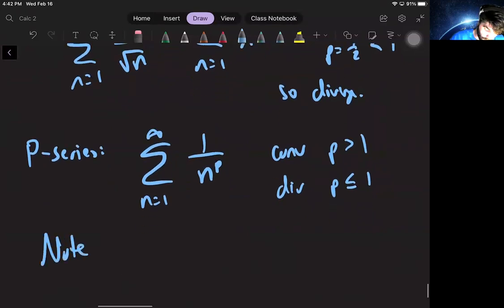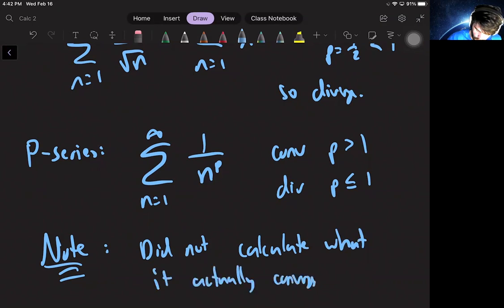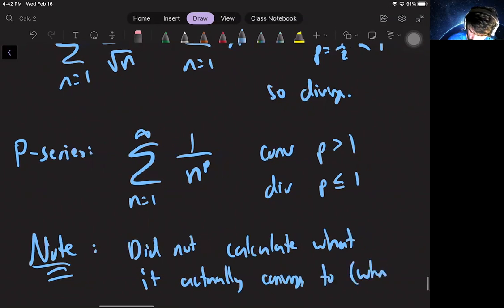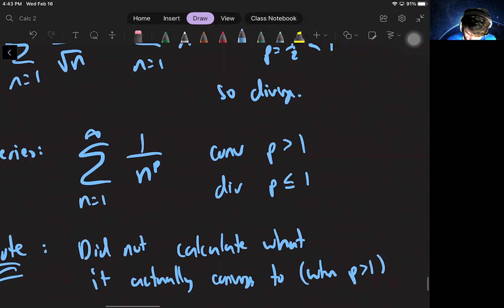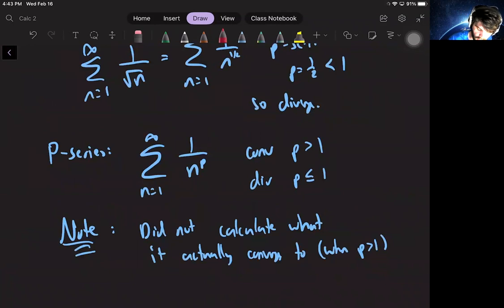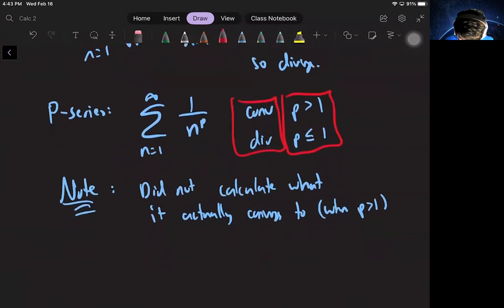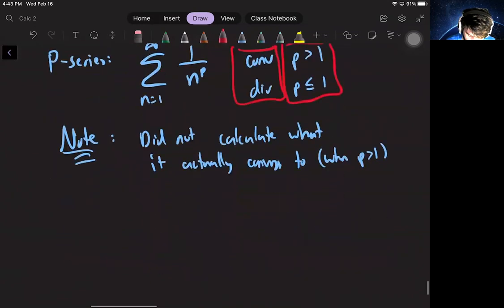And then the other thing to note is, we did not actually calculate what this adds up to. So we didn't calculate what it actually converges to when it does, I guess. So when p is bigger than 1. So we avoid the problem of ever calculating it because that's too hard. And we just say what it does, converge or diverge, without actually calculating what it converges to. Okay.